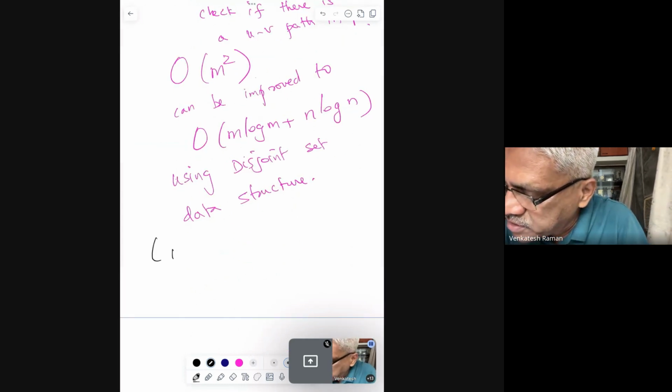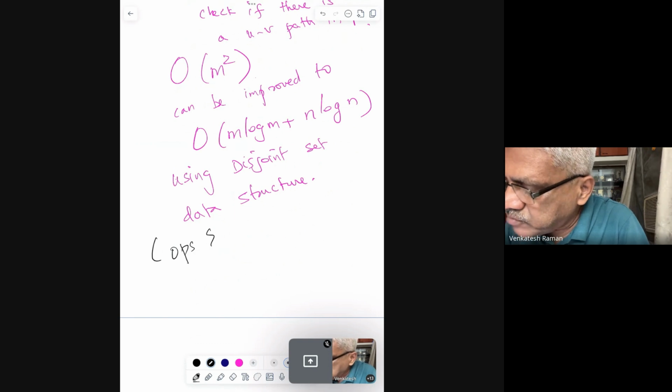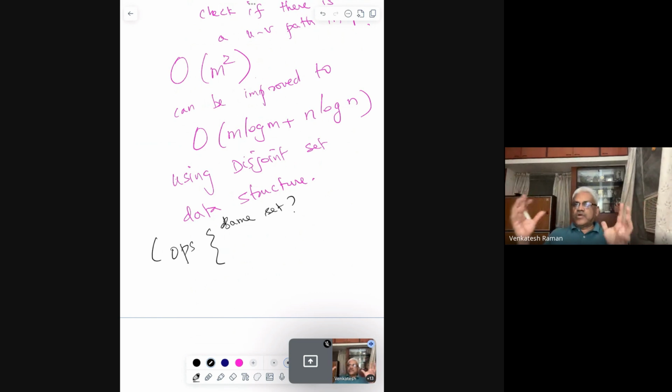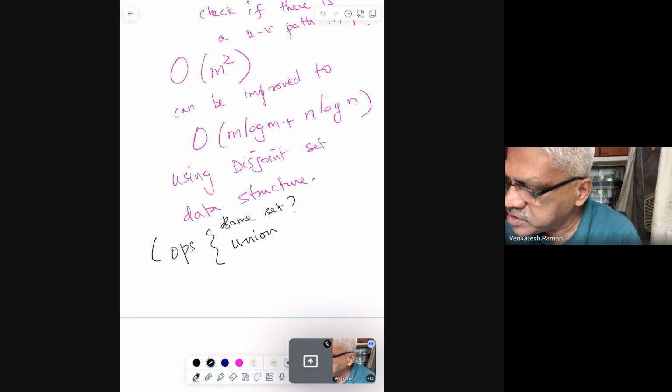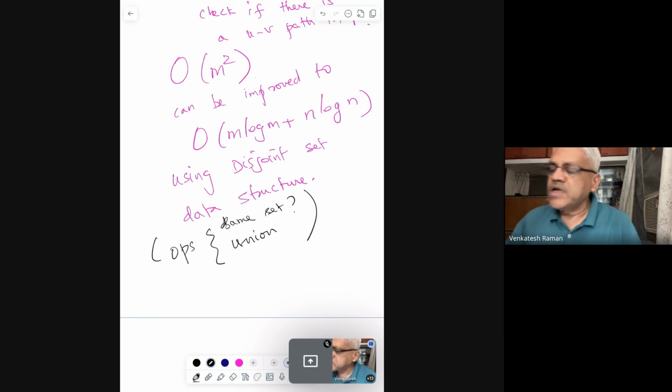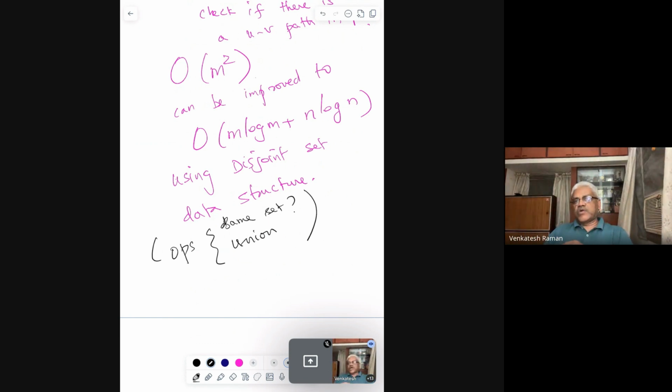So the operations are: same set. You have a collection of sets and you want to maintain it. Given a pair of elements, I want to know whether they are in the same set, and if they are in different sets, I want to do a union. These are the operations. So now you abstract out your operation into a data structure problem, which we have already looked at. You apply it.